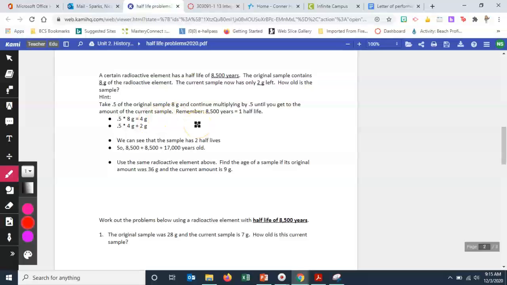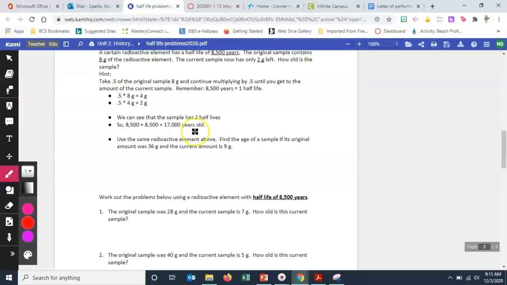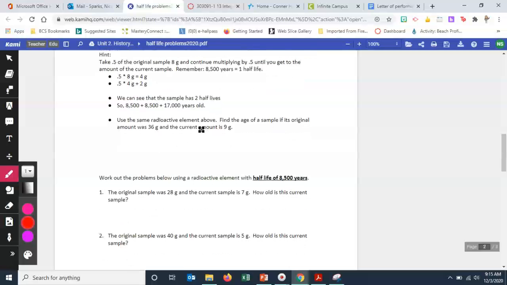So we know that 1 half-life equals 8,500 years. So we're just going to add 2 half-lives together. So 8,500 plus 8,500 gives me 17,000 years. So how old is the sample? The sample is 17,000 years old because we could see, working it backwards using the amounts and moving into the second half of it.